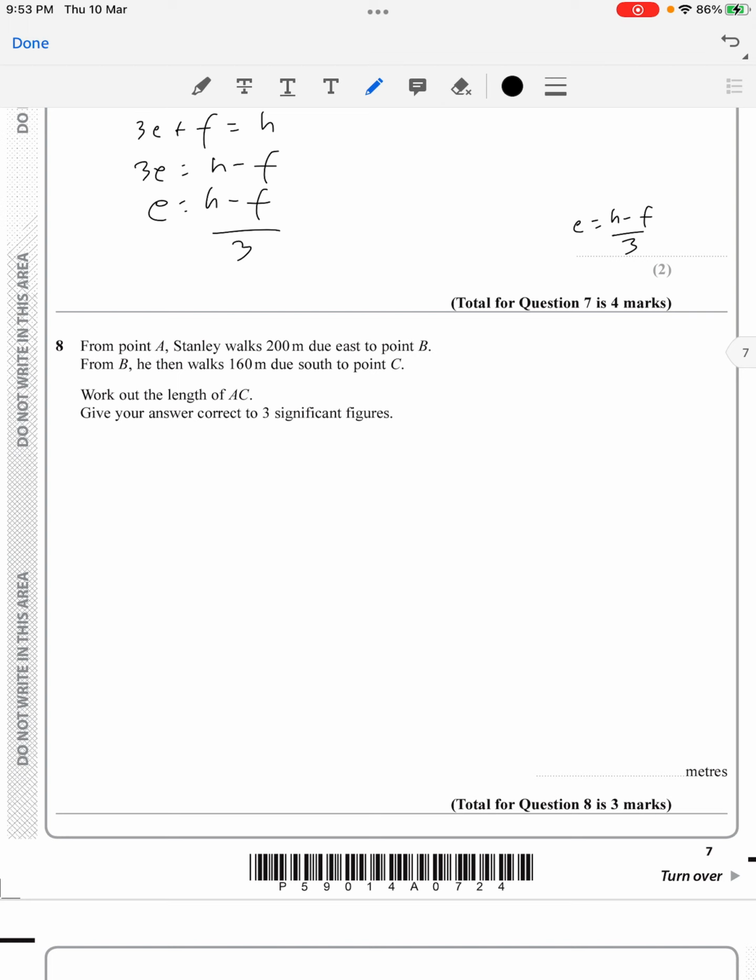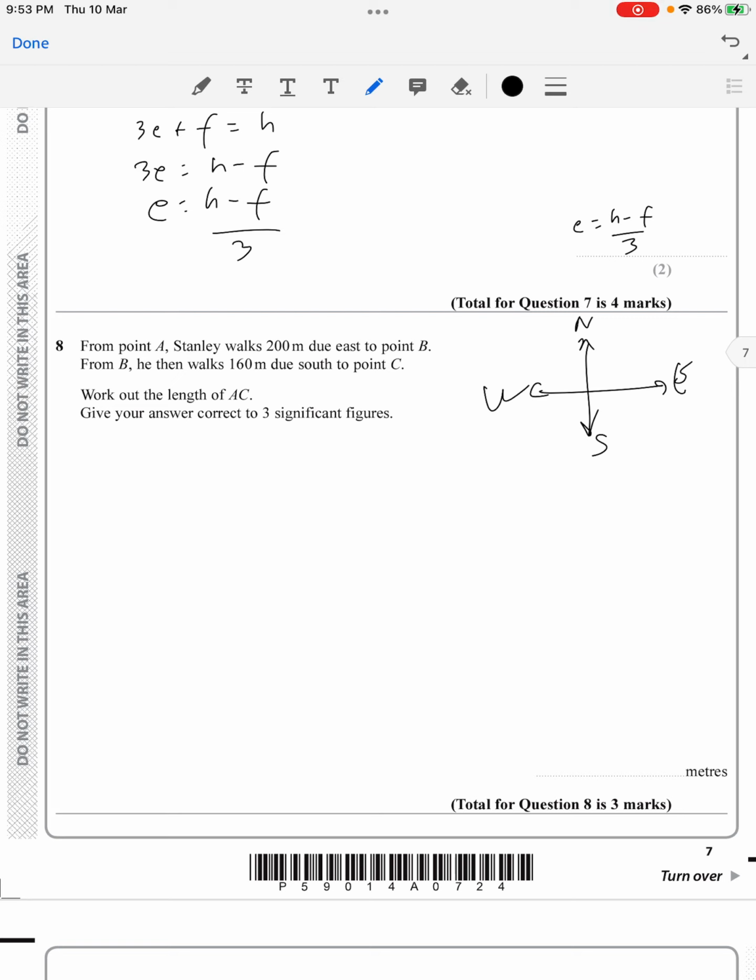Now this is a pretty interesting question. From point A, Stanley walks 200 meters due east to point B. From B, he then walks 160 meters due south to point C. Work out the length of AC. Give your answer correct to 3 significant figures. So you might be thinking, how do I solve this? You just remember the direction coordinates. Just remember north, east, south, west. It might be pretty useful to remember it.